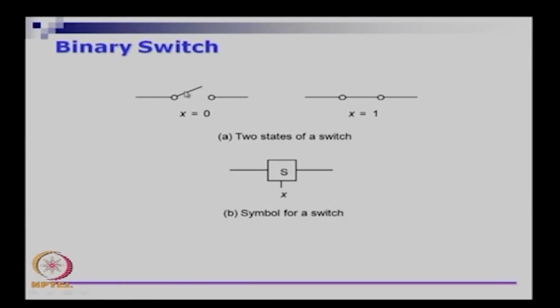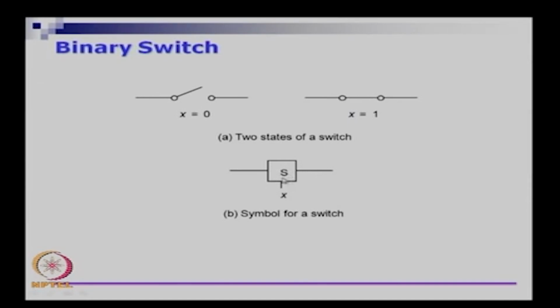We will start associating some symbols with this. If we call this switch X, X can be 0, which means the switch is open, so there is no current that can pass through this, or when the switch is closed, we will say that this variable X, which is associated with this switch, takes the value 1. So by taking a variable X for the name of the switch, and the switch has two states, it is either 0 or it is 1, and we will start using this symbol from now on whenever we need it.